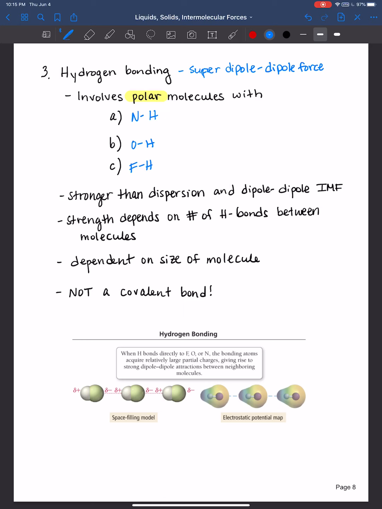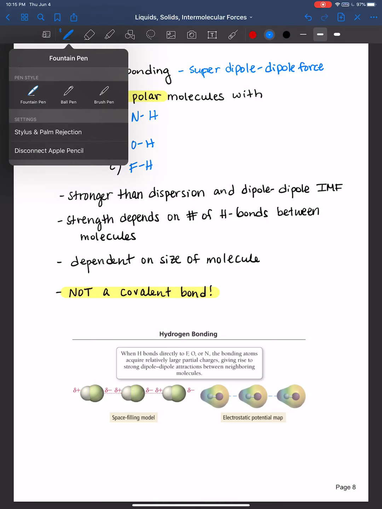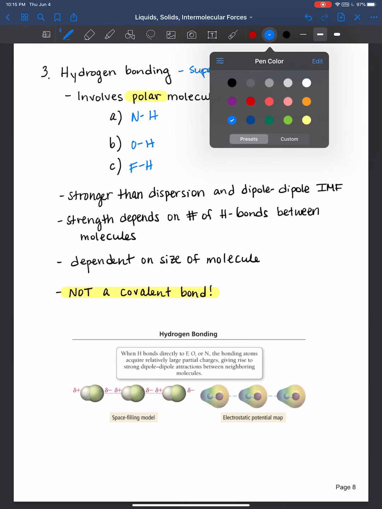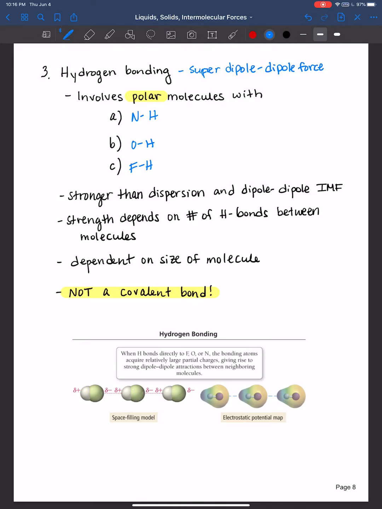Something I want to emphasize here again and again is that it's not a covalent bond. Unfortunately, it's a misnomer. When students hear hydrogen bond, they think it's an actual bond. But just like all the other intermolecular forces that we have learned so far, it's only an interaction. So it's an interaction between 2 or more molecules.